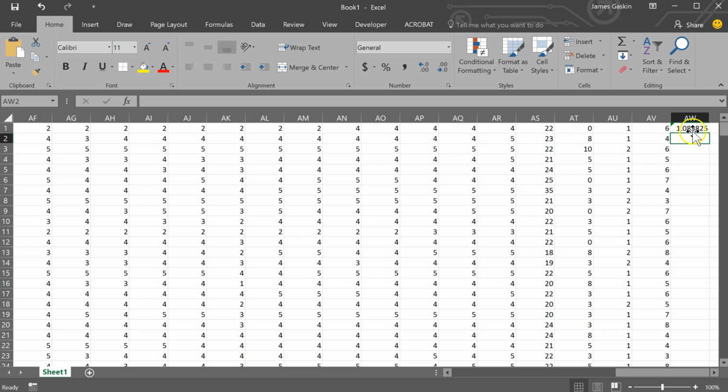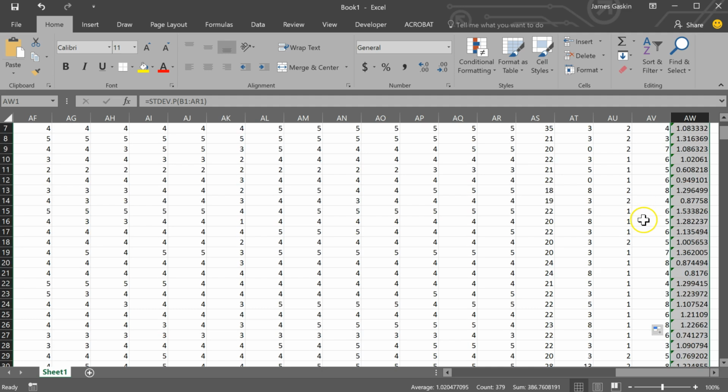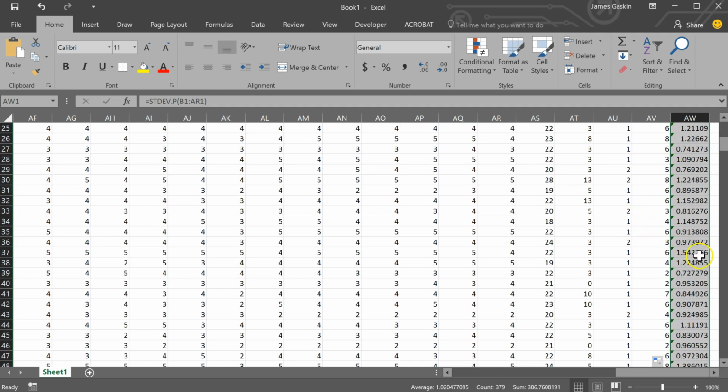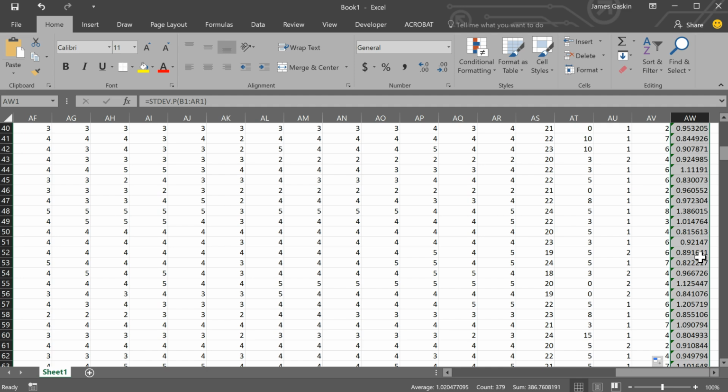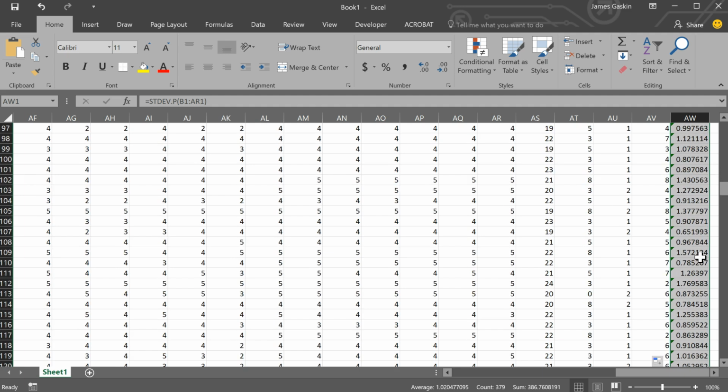The idea is if somebody put 3 for everything or 5 for everything, then you'd have zero standard deviation. Again, this is not a threshold that is published. It's just a good way to find potential unengaged responses by looking at low standard deviations. So we're still looking. I actually don't see anything too low here.